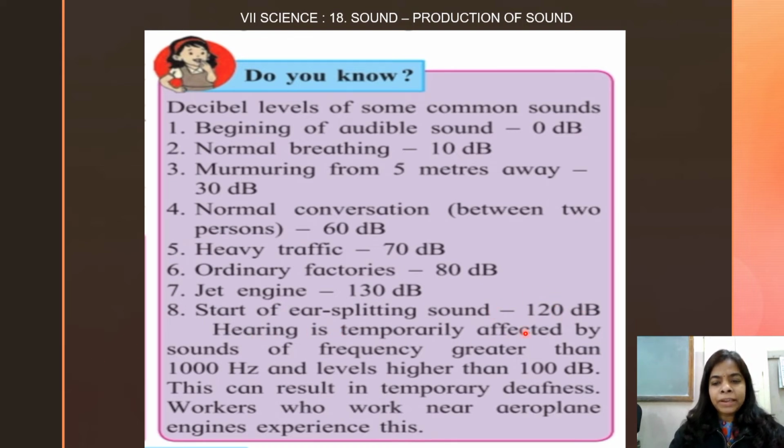Hearing is temporarily affected by sounds of frequency greater than 1000 Hz and levels higher than 100 decibel. This can result in temporary deafness. Workers who work near aeroplane engines experience this. So children, what is the range of our normal hearing? It is between 20 to 20,000 decibel. That's why we are not able to hear the sound of our breathing.